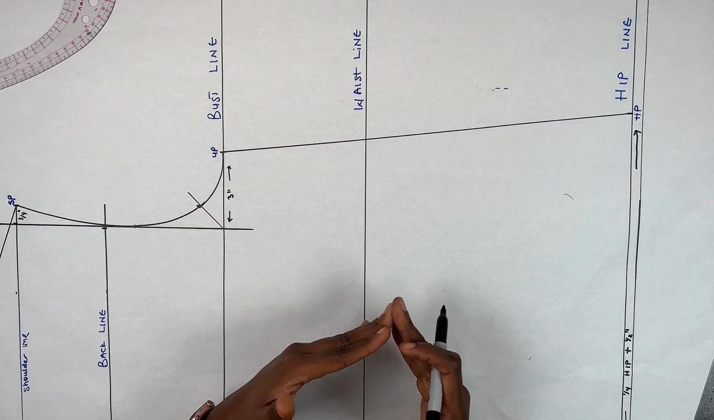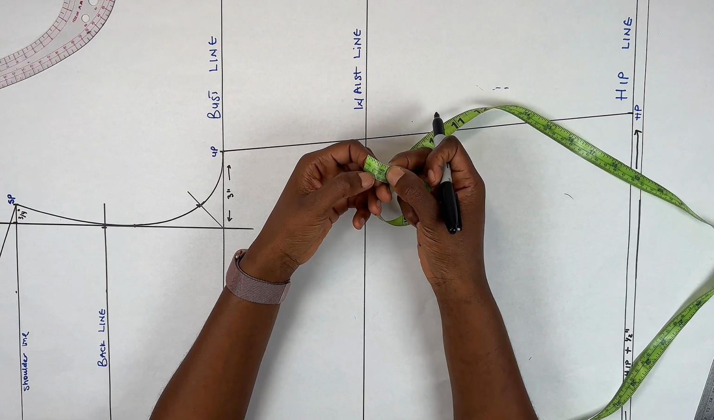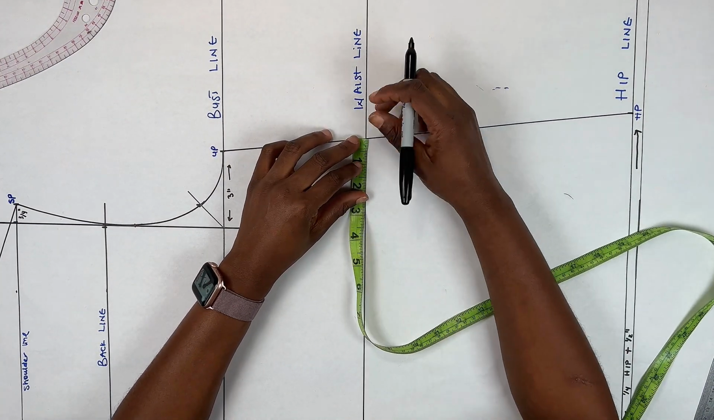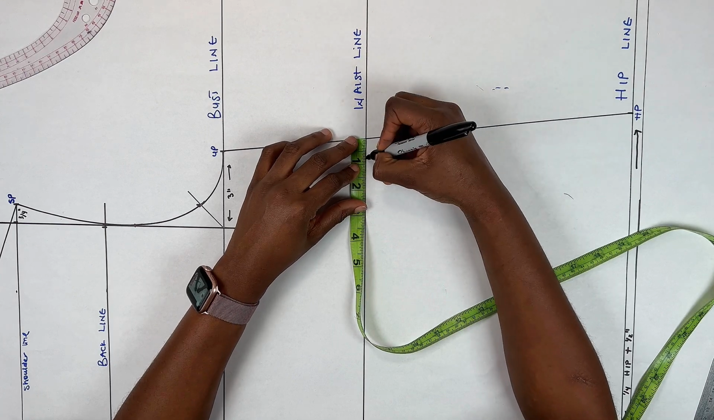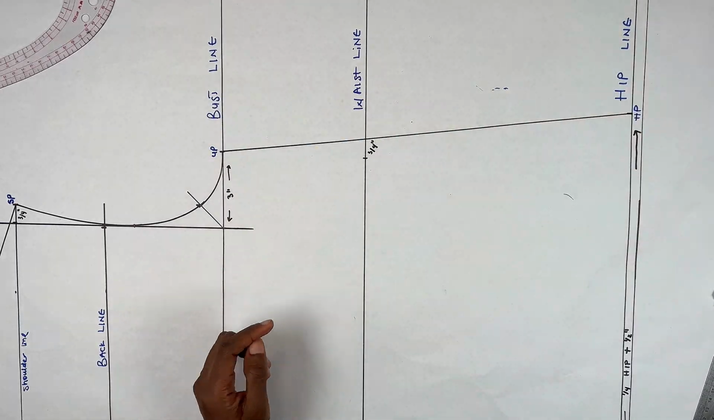For the straight side seam, we're going to take it 2 cm in at the waist. 3/4 is our 2 cm. So in at the waist here, I'm going to mark 3/4 inch. We're going to draw the shape here.